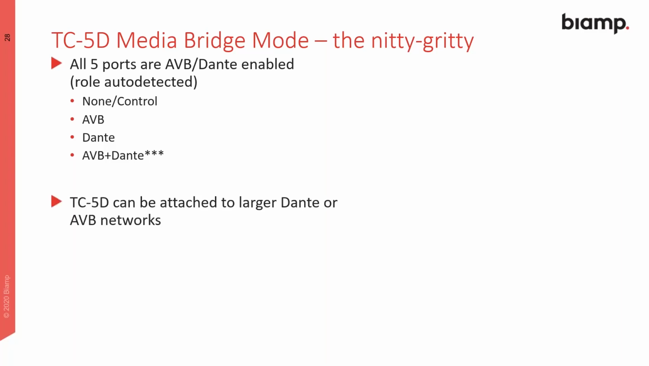TC5 can be attached into a larger Dante network or a larger AVB network. So let's say you have an existing AVB network or an existing Dante network, and you need to start flowing Dante between the system or the AVB. Then yes, this is applicable between the switches.